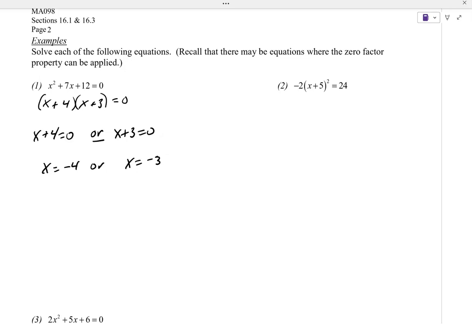Again, if you want to see how this would have worked with quadratic formula, give it a shot. Use A equals 1, B equals 7, C equals 12. We'll go through the quadratic formula, see that you'll get the same answers. You type it, plug everything in correctly, you should get both of those answers.